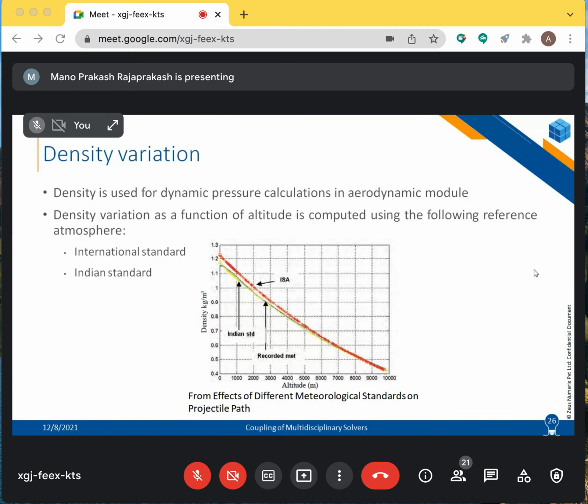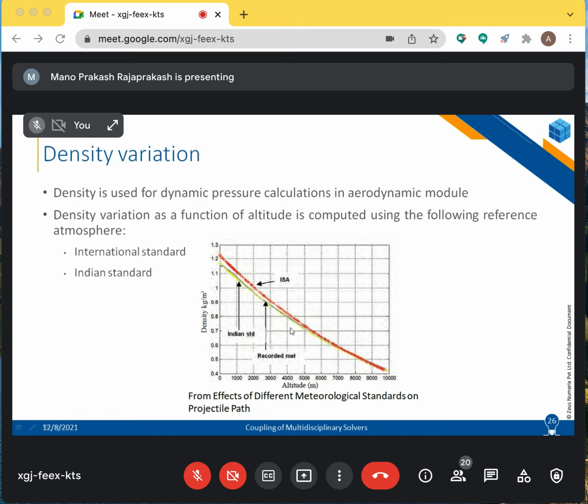So here you can see this. First, let me tell you how density variation is very important. Density, as you see here, is used for dynamic pressure calculations in the aerodynamic module. Be it for the density calculation, or if you want to calculate the Mach number, you are going to require the temperature for calculating the speed of sound. For those reasons, this atmospheric module is very important. And your density, as you see in this example image, shows how density varies with respect to the altitude.